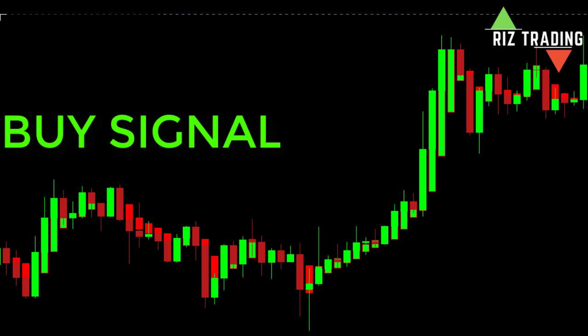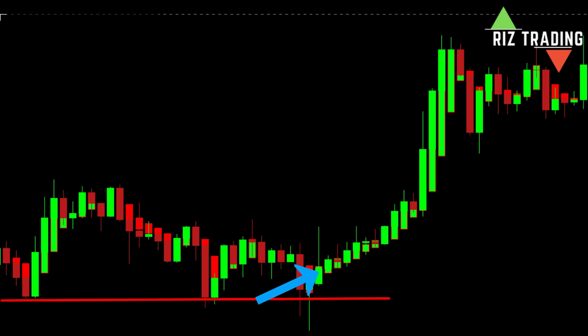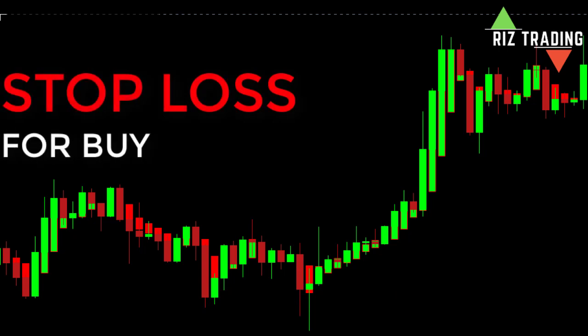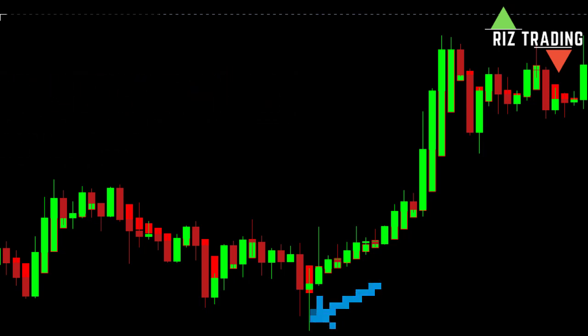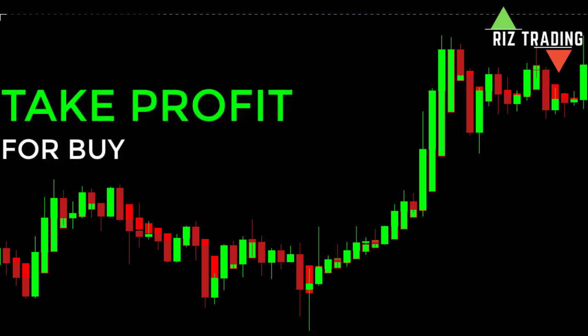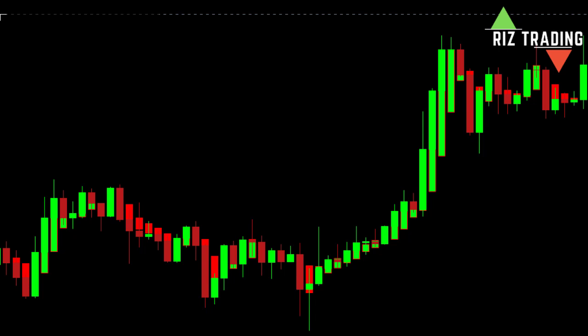Buy signal: when the price is on a significant level and the Heikin Ashi candle changes its color from red to green, and the candle closes with a small body and a long upper wick, it triggers the buy signal, and you can place your buy at the opening of the next candle. Stop loss for buy: set your stop loss below the signal candle low. Take profit for buy: there is no recommended profit ratio in this strategy. Do not exit the trade in an ongoing trend.